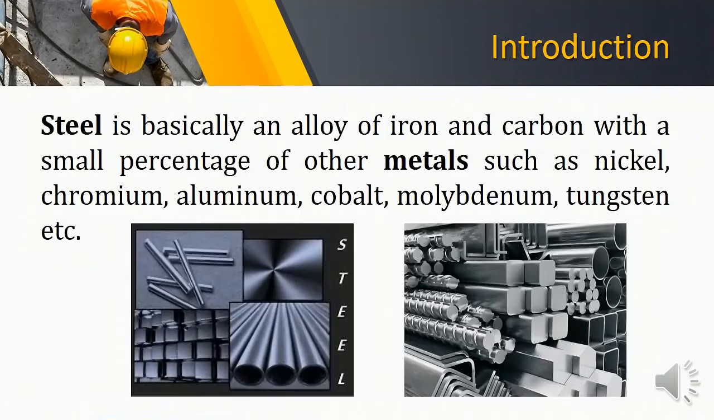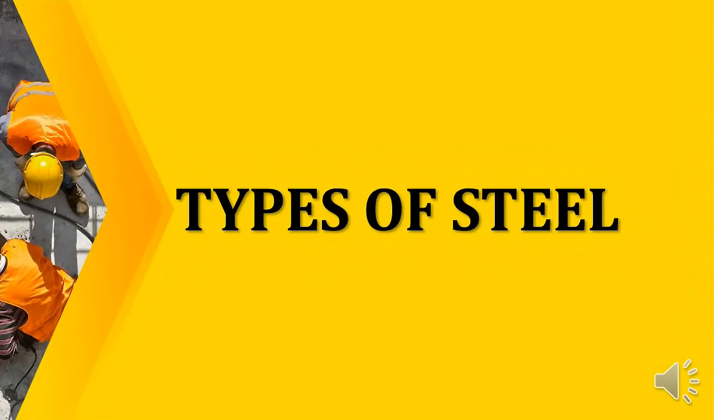And sabi dito, steel is basically an alloy of iron and carbon with a small percentage of other metals such as nickel, chromium, aluminum, cobalt, molybdenum, tungsten, and etc. Steel is a hard, ductile, and malleable solid and is probably the most solid materials after plastic and iron. Meron tayong iba't ibang klase ng steel.